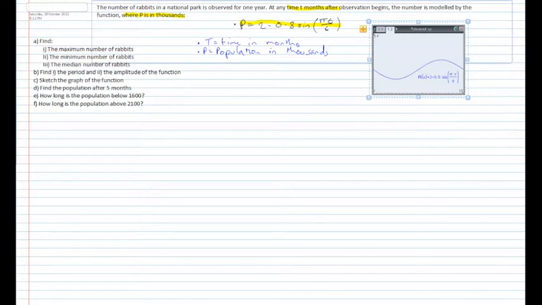Alright, now remember when you do put this into your CAS calculator that you need to make sure you put in X, not T, because the calculator will not recognise T. And of course you'll need to adjust the window settings so that it comes up nicely.